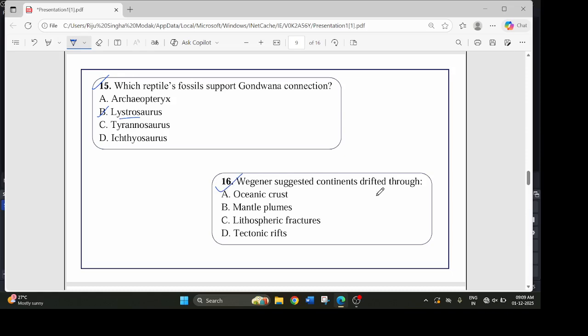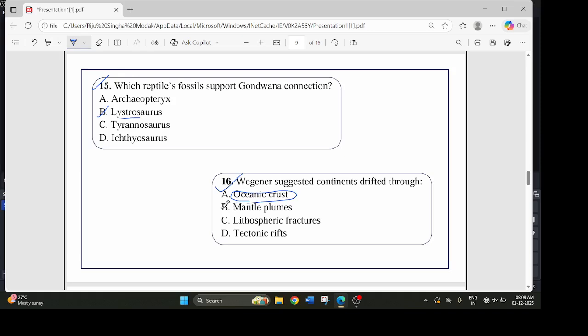Question 16: Wegener suggested continental drift through the oceanic crust, mantle plume, lithospheric features, or tectonic rift. The correct answer is the oceanic crust. Wegener incorrectly thought that the continents, made of lighter sialic rock, the granitic, moved through the denser simatic rock, the basaltic, of the ocean floor.